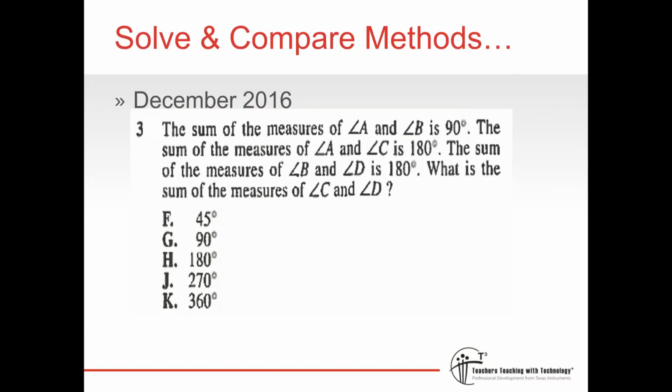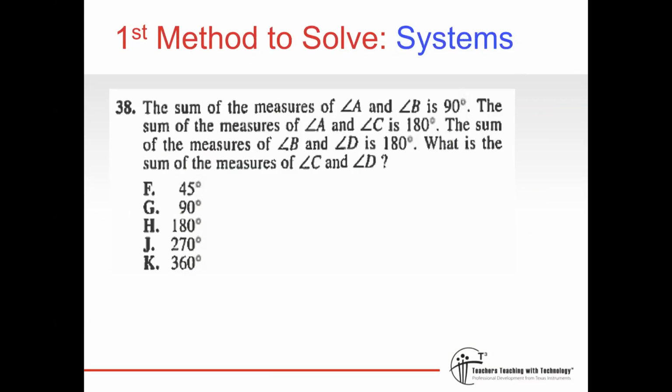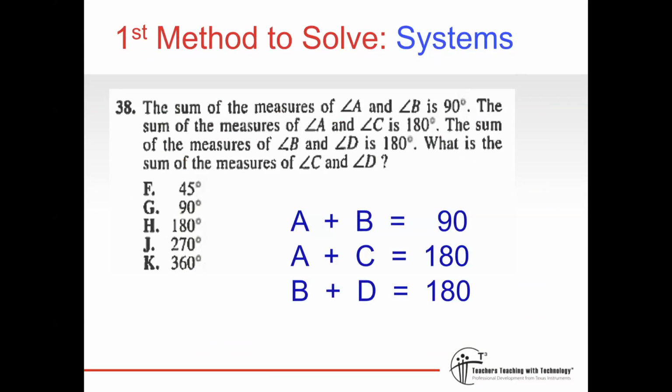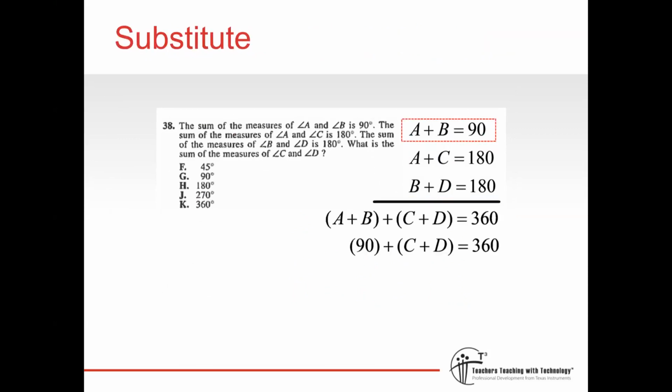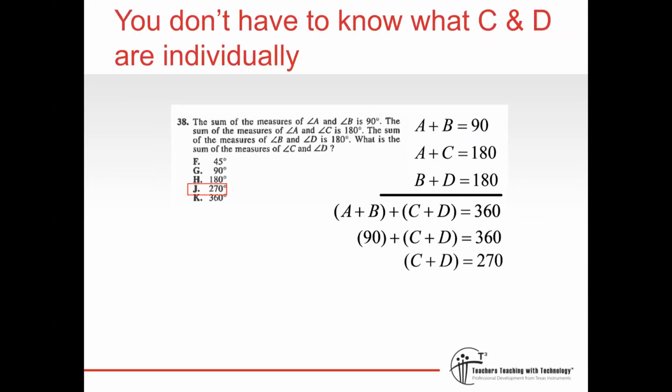So the first way is the way that I thought of the first time I saw it, using systems. So I just said A and B add up to 90, A and C add up to 180, B and D add up to 180. So I have a system of 3 equations, but with 4 variables. And that's usually a problem. So for solving this, I added the second and third equations together and got all 4 angles adding up to 360. And then I replaced A plus B with 90 and subtracted that to get C plus D adding up to 270, which is the correct answer.